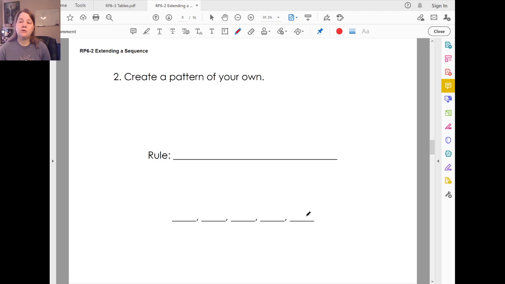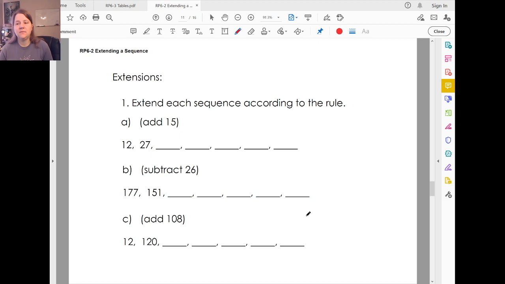Go ahead, create another pattern of your own. Maybe make it a decreasing pattern if yours was increasing before, or vice versa. Pause the video. Welcome back. All right, we've got a few challenge sequences down here. So the first thing we want to do is extend each sequence according to the rule. I'm going to go ahead and leave you with this.